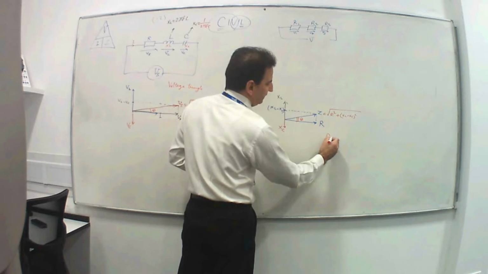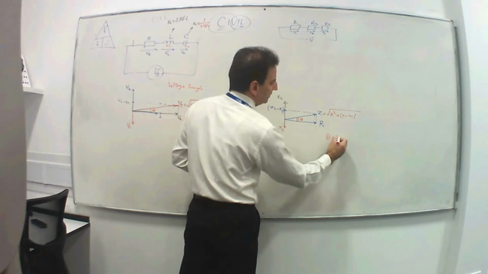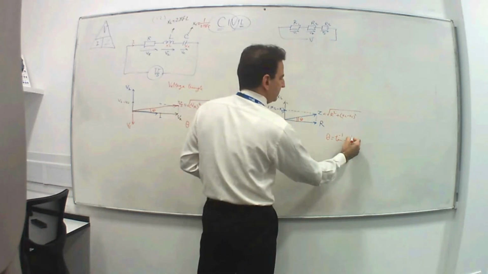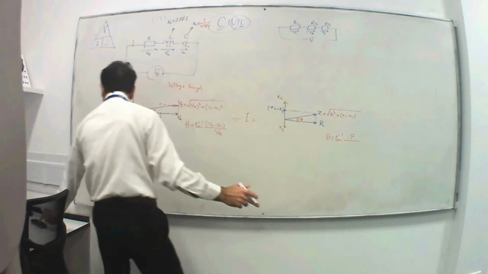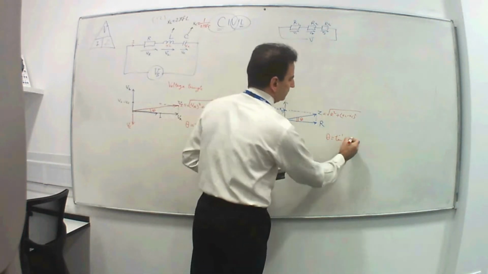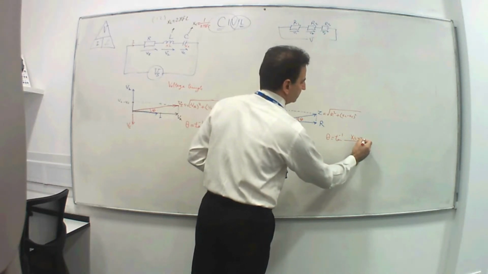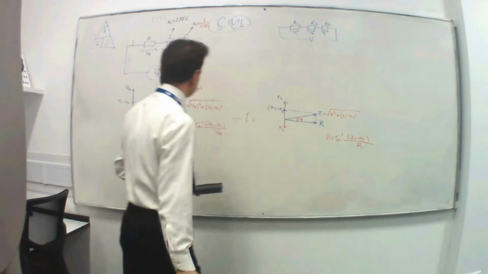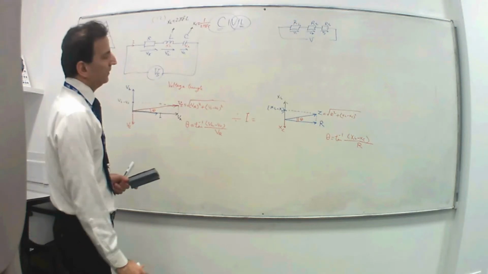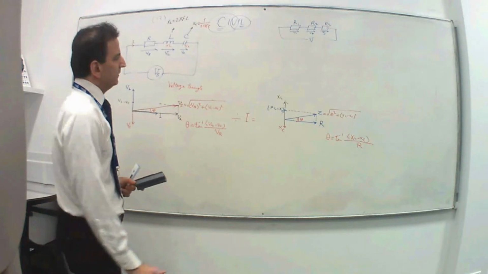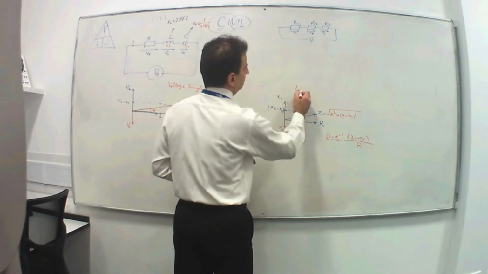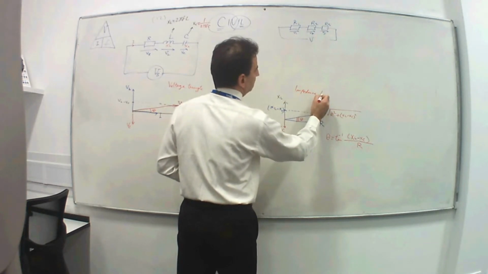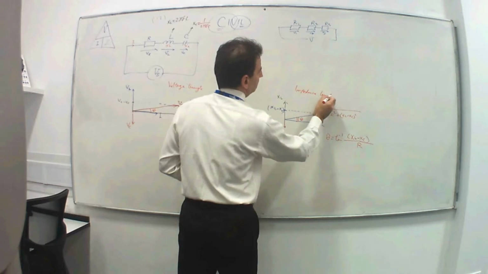And again, for the phase angle, you can use inverse tan, opposite over adjacent. Opposite is XL minus XC, over R. And that is your impedance triangle.